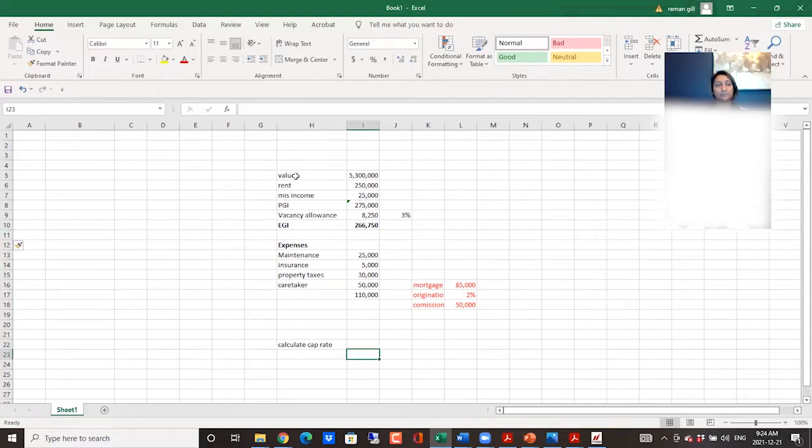And second, now we have to look at operating expenses. So these are all our operating expenses.